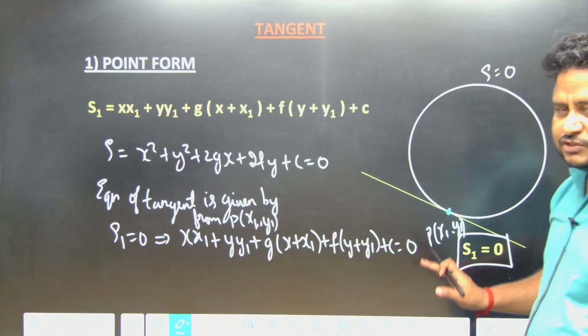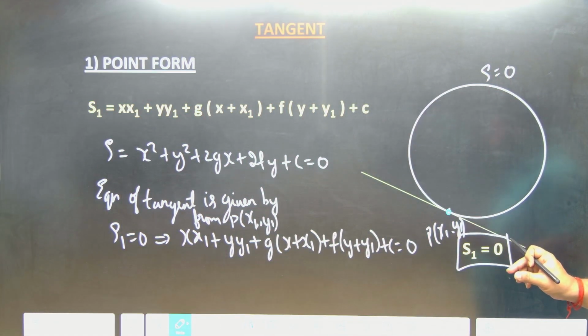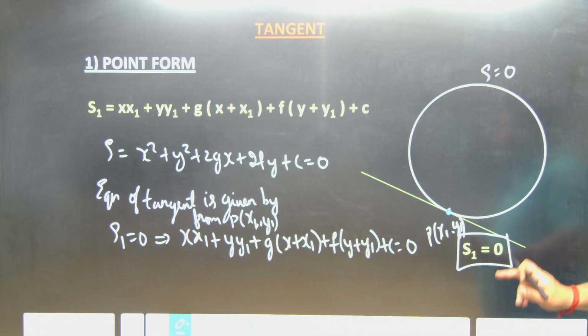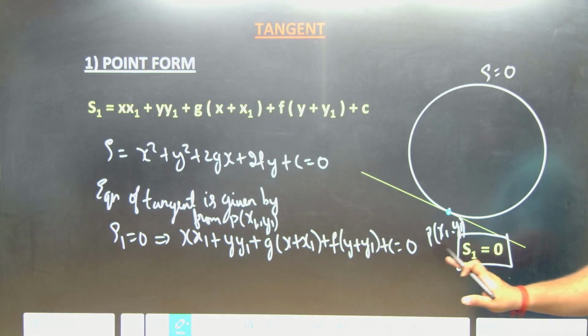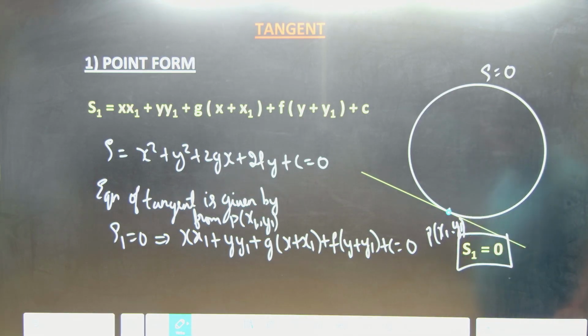Clear, friends? So whenever a point of contact of a tangent is given, and the equation of the circle is given, how to find the equation of the tangent? That is S1 is equal to 0. S1 means what? I have told you here. I hope it is clear to everyone. Next thing.